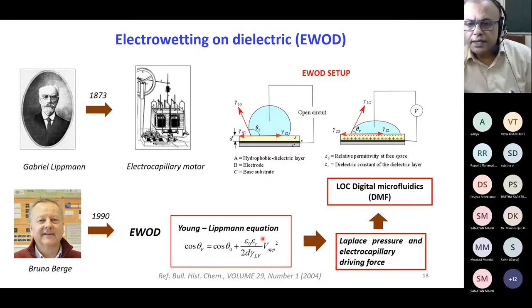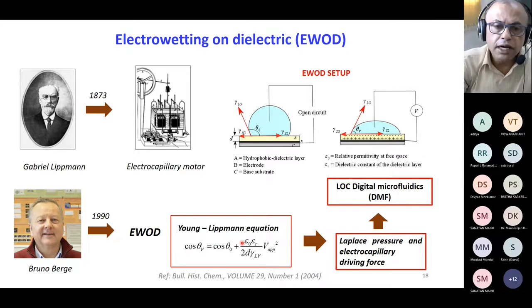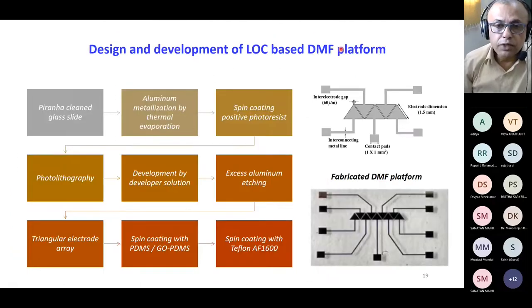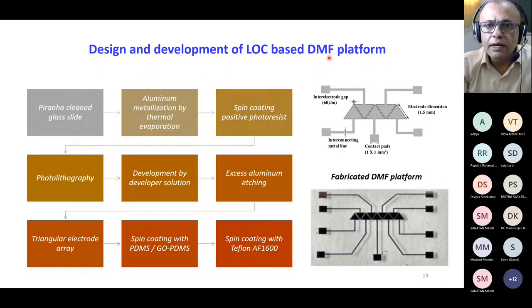Here, it actually follows the Young-Lippmann equation. They are the inventor, and it goes. And nowadays, we have a lot of applications using the EWOD platform. One of our PhD students did some work to generate and manipulate droplets on a platform.